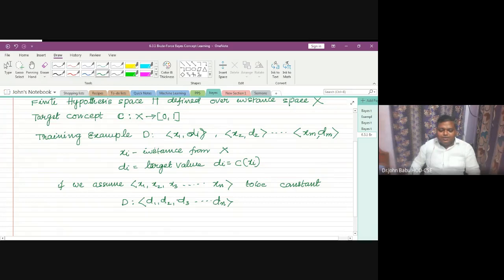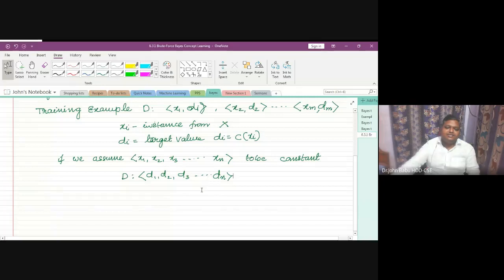So where we are. When x is constant, something like a serial number, then the training data we can take d1 d2 d3 and so on. What is d1? Target value of x1. What is d2? Target value of x2. d1 is c of x1, and d2 is c of x2, and so on. That is only the target value. This is the problem setting.